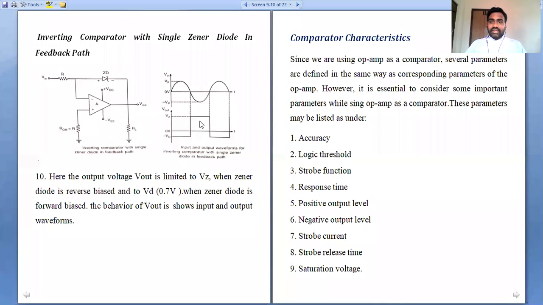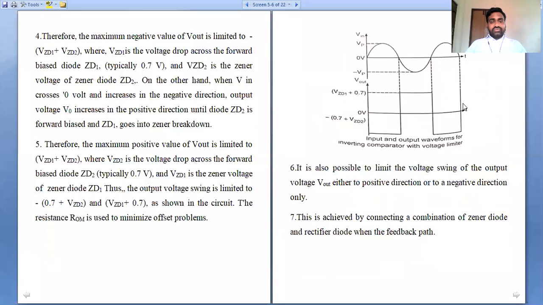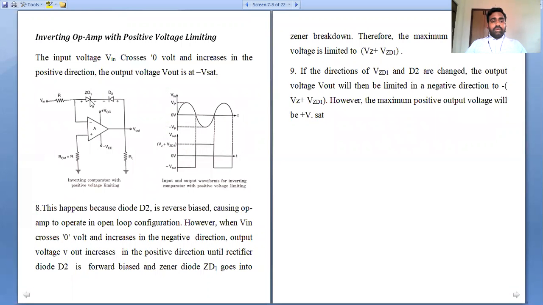So we explained the analysis of the voltage limiter with three classifications. The first classification is the inverting comparator with positive and negative output voltage limiter, where we used two Zener diodes, and we analyzed the voltage limiter definition, that the output voltage is the inverse of the input voltage, with waveform analysis. Next we discussed the input voltage limiter using a Zener diode in series with a rectifier diode in a feedback path, where we observed a positive V saturation at a maximum instant.